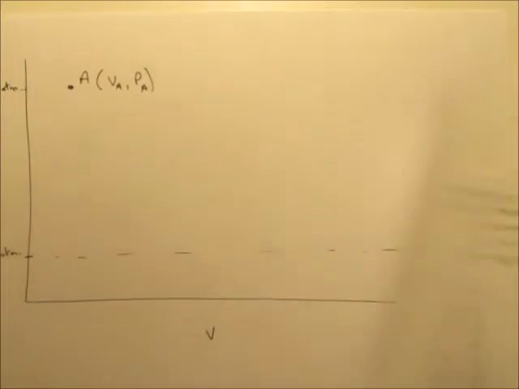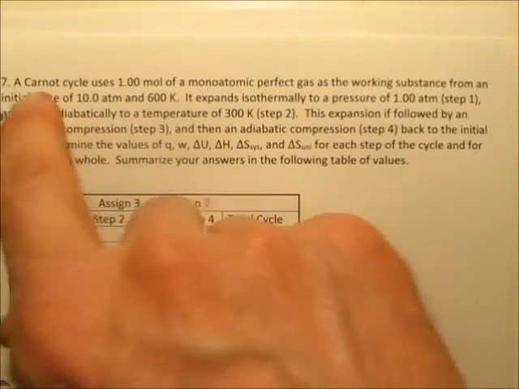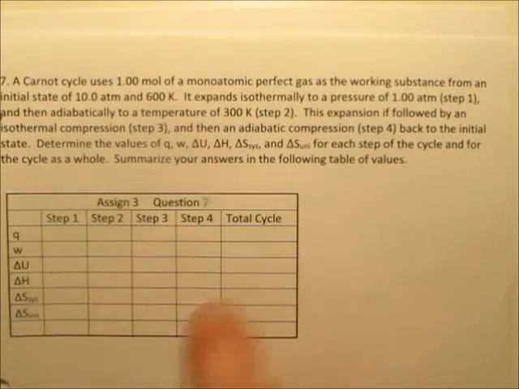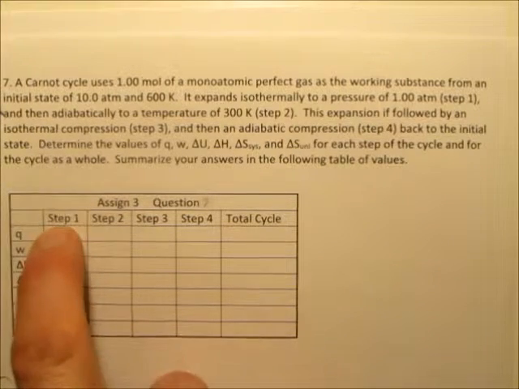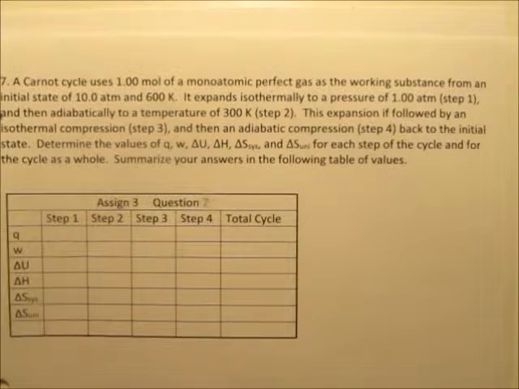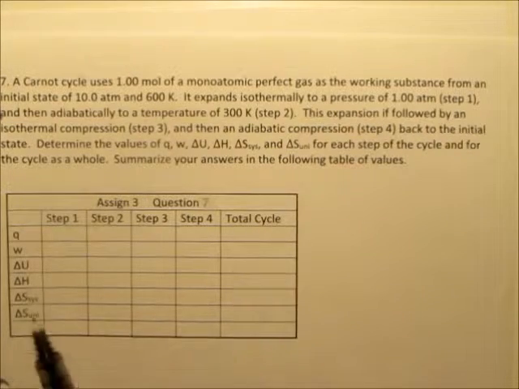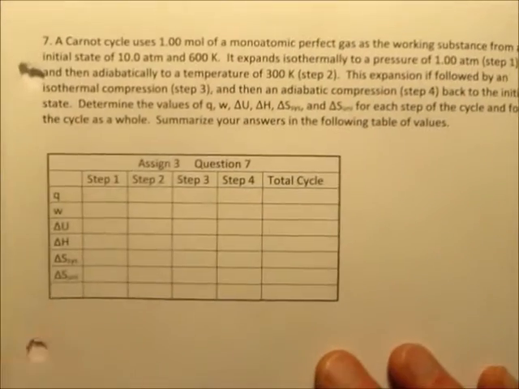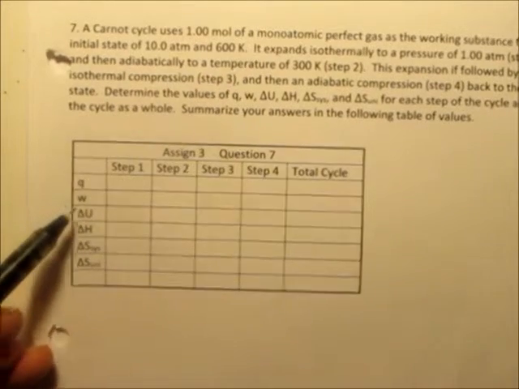So question 7, this is a big question, and it's the Carnot cycle. In something like this, it's a 4-step cycle where, when you're done the cycle, you come back to the exact same values. So what that means is for the total cycle, any state functions, such as these ones, these are path dependent.